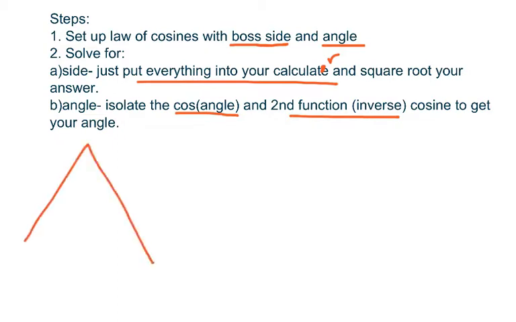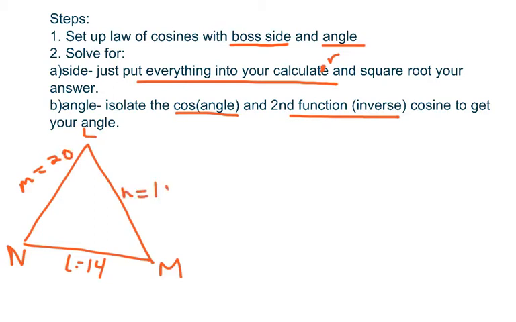We'll quickly draw out an example here. Let's change the letters up. Let's go with L, M, and N and see where this takes us. So let's give side L here 14. We'll say M is equal to 20, and we'll say N is equal to 18. So again, let's solve: find angle M. Doesn't matter which one we pick, but that's the one we'll go with. So that's, to me, who's boss.